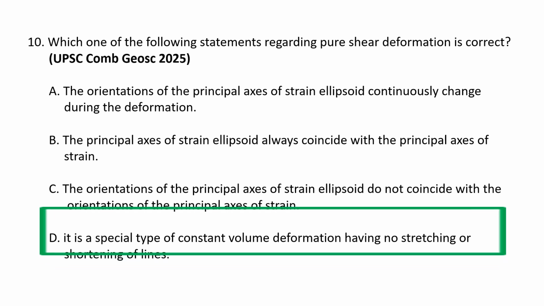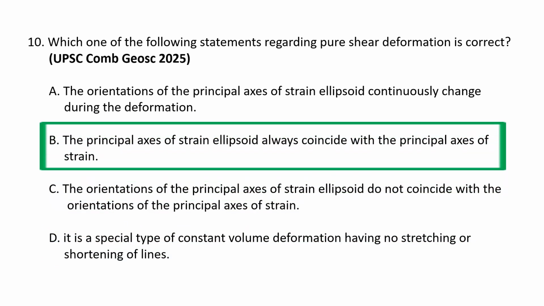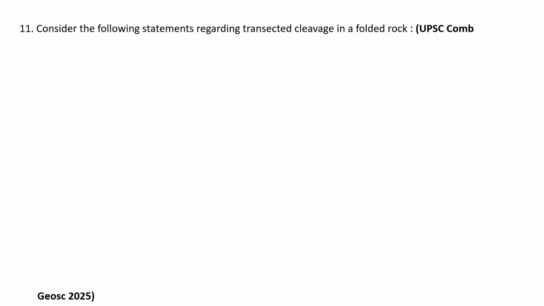So the statement regarding the shear deformation that is correct is B. That means the principal axes of the strain ellipsoid always coincide with the principal axes of strain. Next question. Consider the following statements regarding transected cleavage in a folded rock.